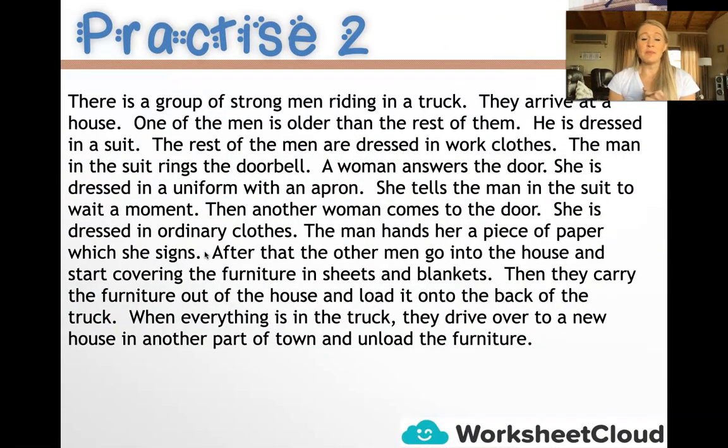So I'm going to ask 6 questions based on this text. I'm going to read the text first, and then we're going to infer and conclude and answer the questions. Okay, so the text says, there is a group of strong men riding in a truck. They arrive at a house. One of the men is older than the rest of them. He is dressed in a suit. The rest of the men are dressed in work clothes. The man in the suit rings the doorbell.